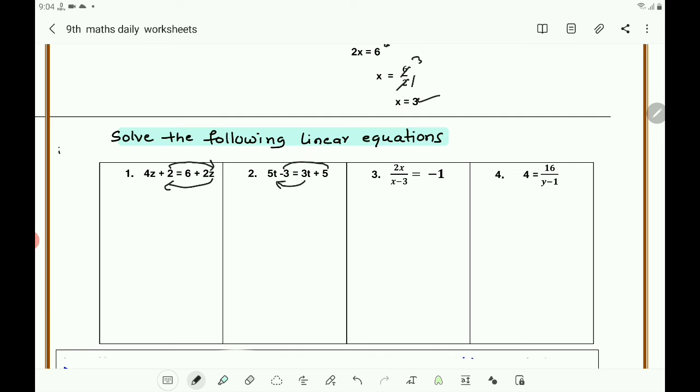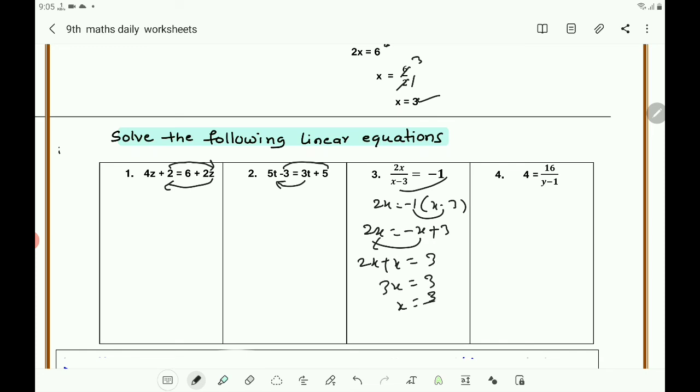Here what you have to do? Here you must do the cross multiplication. Means you must transfer this x minus 3 to the RHS. Then it becomes 2x equals minus 1 into x minus 3. So 2x equals minus 1 into x is minus x. Minus 1 into minus 3 is plus 3. Now you transfer this. That becomes 2x plus x equals 3. You will get 3x equals 3. So x equals 3 by 3, which is equal to 1.